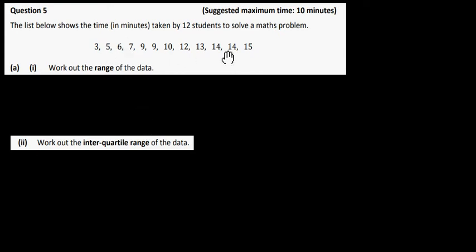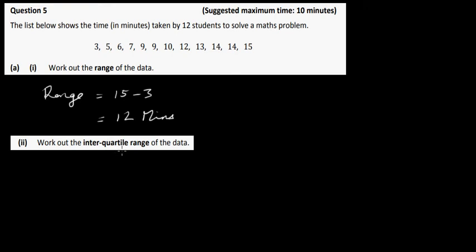Now, the data is already in order here. It goes from 3 up to 15. So we've got to work out the range. Now, the range is just simply the highest minus the lowest. So the range in this particular case is 15 minus 3, so the range is 12 minutes.